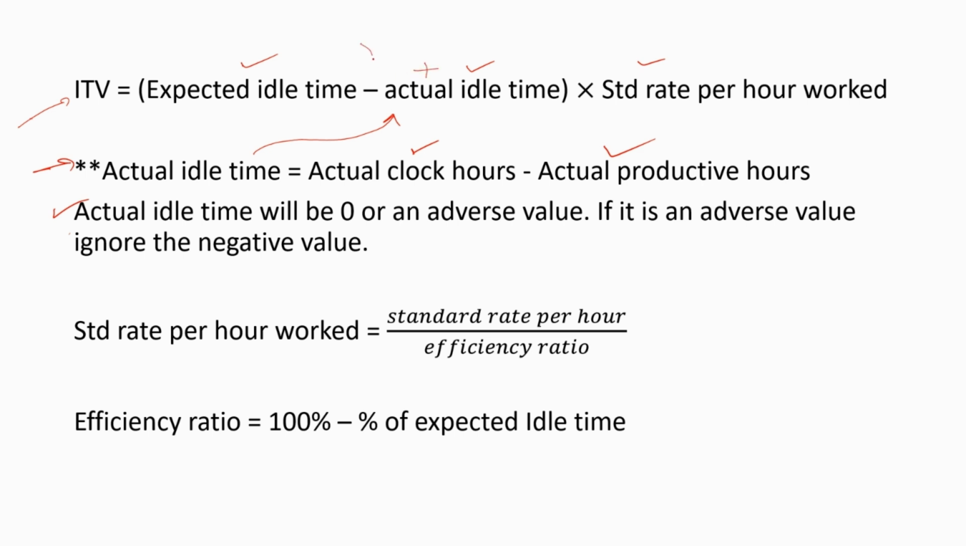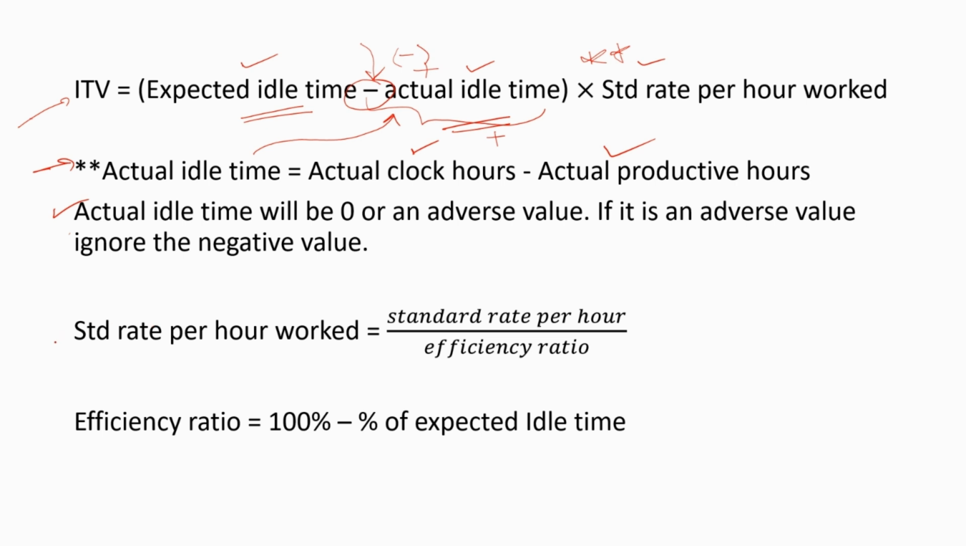This is because there is a negative sign here already. If you use the negative actual idle time here, this whole section will be a positive value, so you will not get the correct answer. In order to calculate the expected idle time variance, we need to take the difference between the expected idle time and the actual idle time. In order to do that, there should be a negative sign here. If you use the negative actual idle time, this negative will become a positive. That is the reason. And then we have to calculate the standard rate per hour worked.